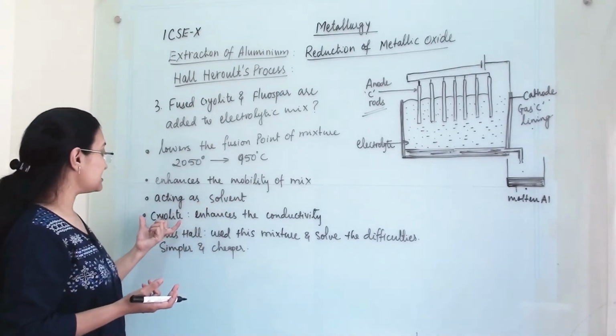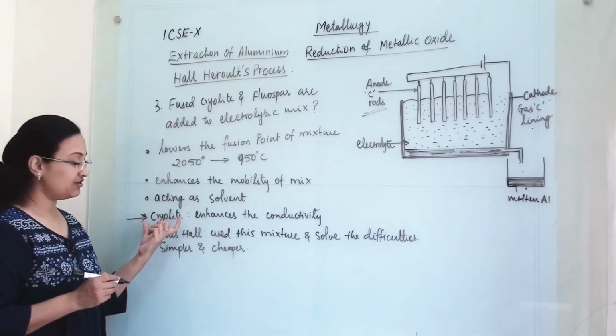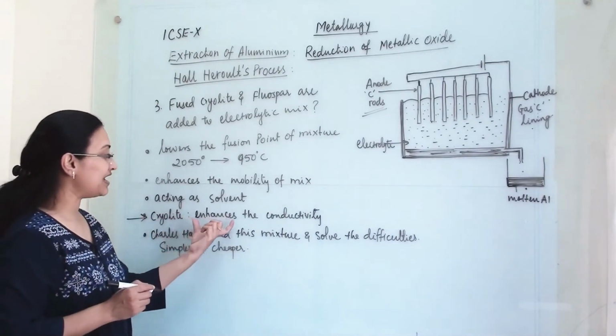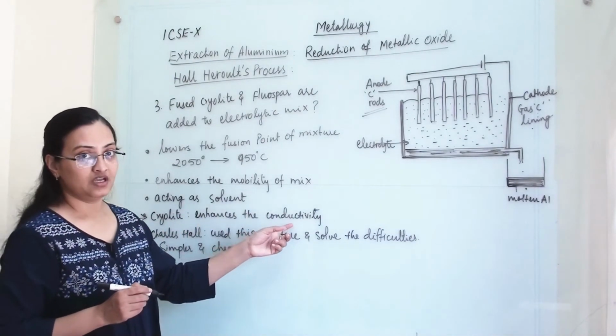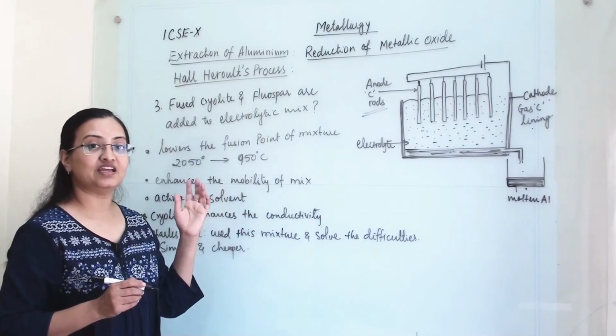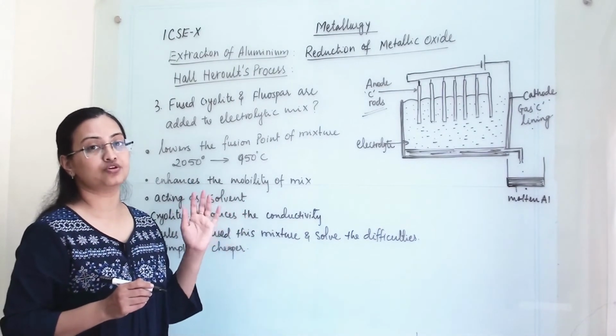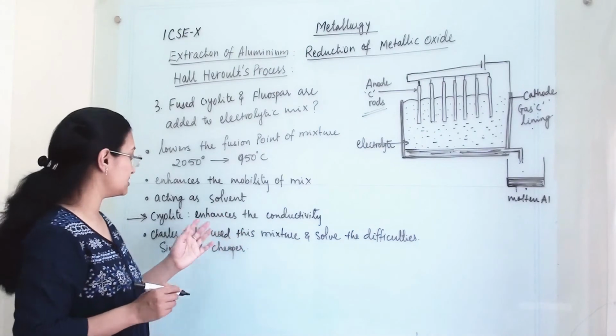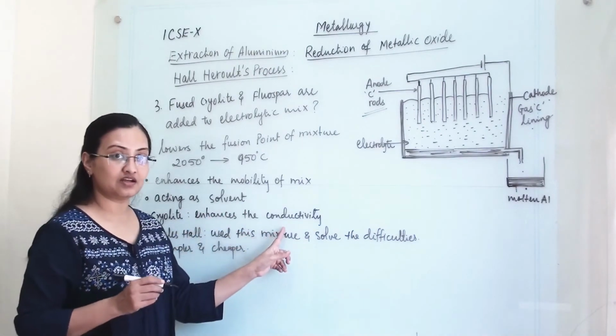Then next is cryolite. This point is only for the cryolite, that cryolite will enhance the conductivity. Because earlier we have seen that Al2O3 is almost a non-conductor of electricity. So here it will enhance the conductivity.